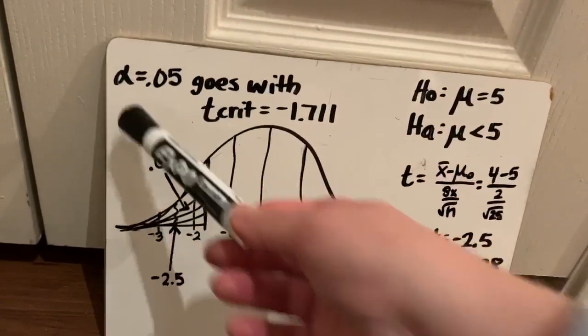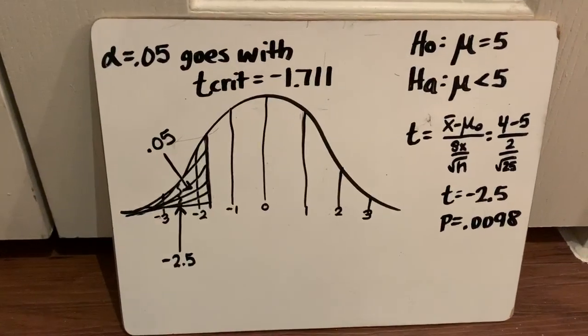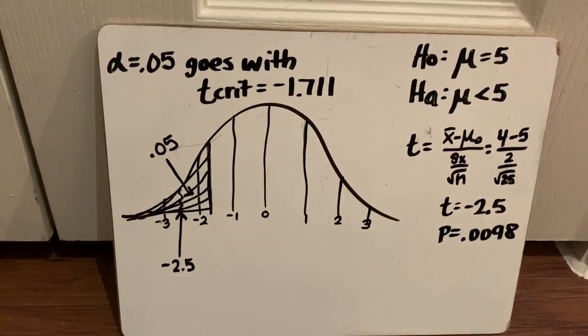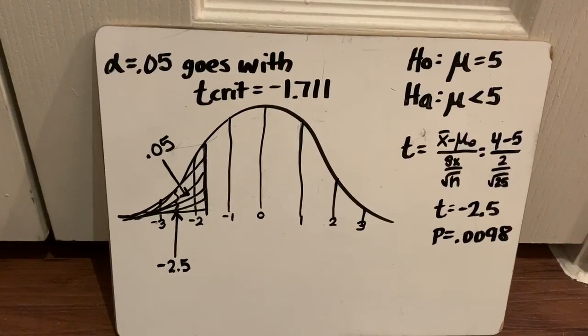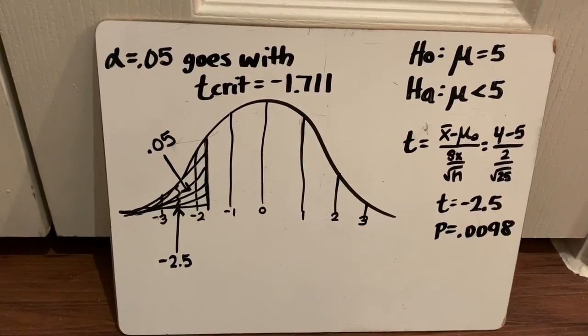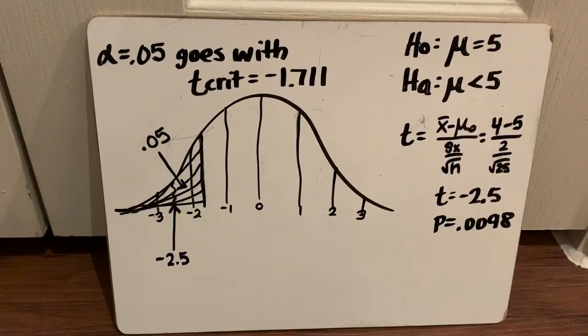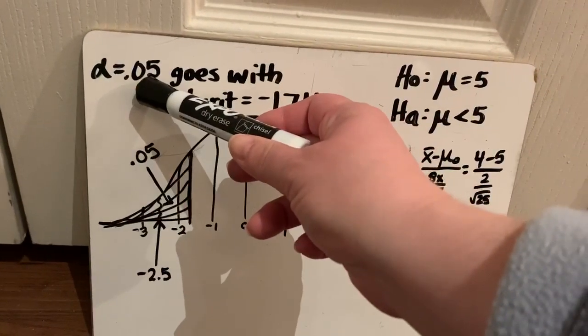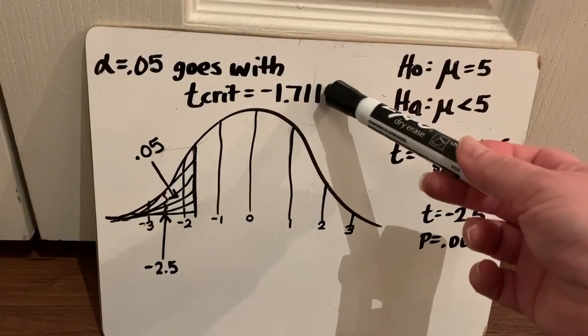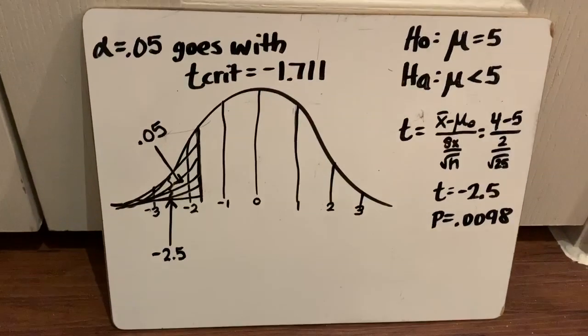Usually alpha is 0.05, that's our significance level. Anything in that critical region would be rejected. Anything outside of that region would fail to reject the null hypothesis. But anyway, that 0.05 area goes along with your t critical, whatever that critical value is.